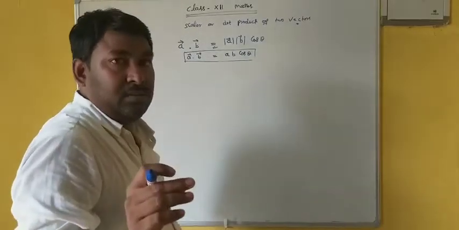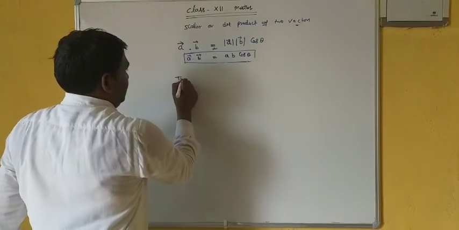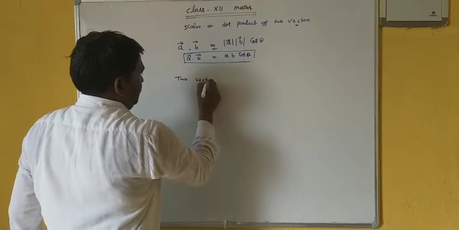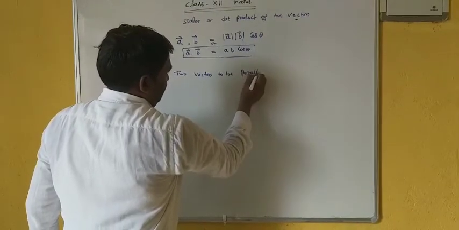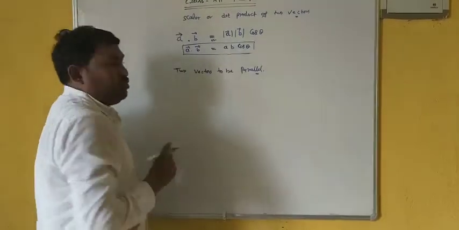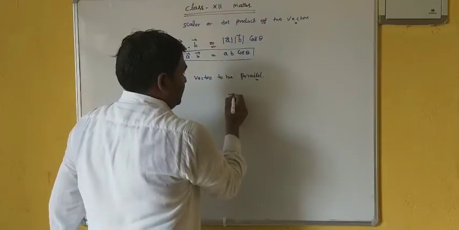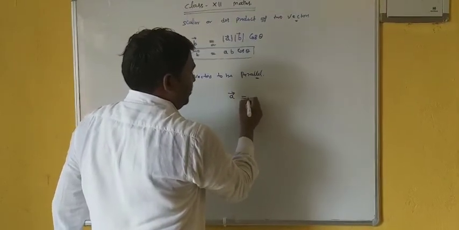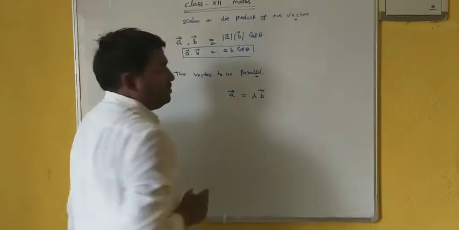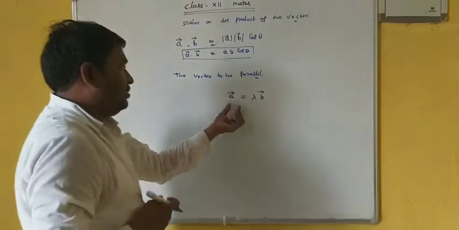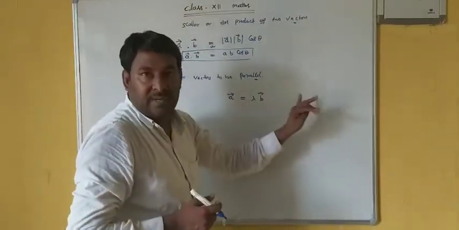Now the condition for two vectors to be parallel. Two vectors, let A and B, are said to be parallel if one vector is equal to lambda times the other vector. Only then are two vectors said to be parallel. Or we can write vector B is equal to lambda times vector A.